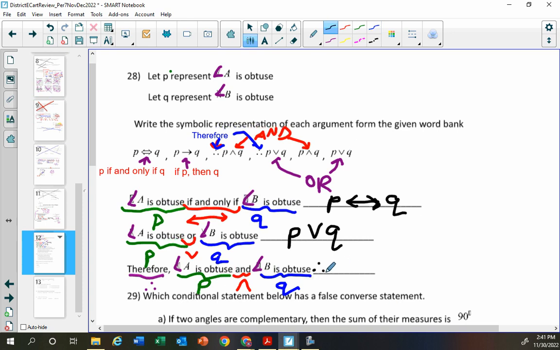If you understand what these symbols represent, or what the words mean, and how to translate from the word to the symbol, you actually got this. You actually know more than you think, because all you're doing is just translating. All right. Questions? All right.